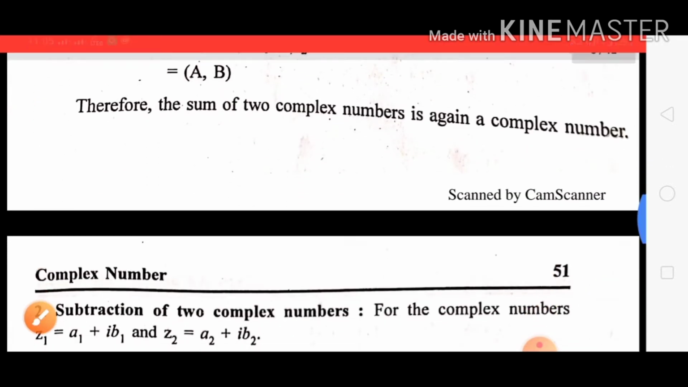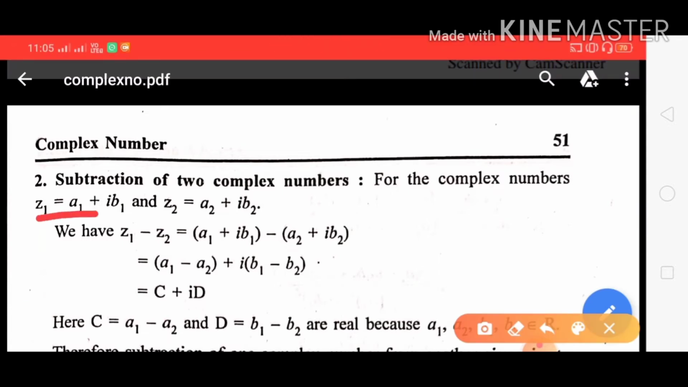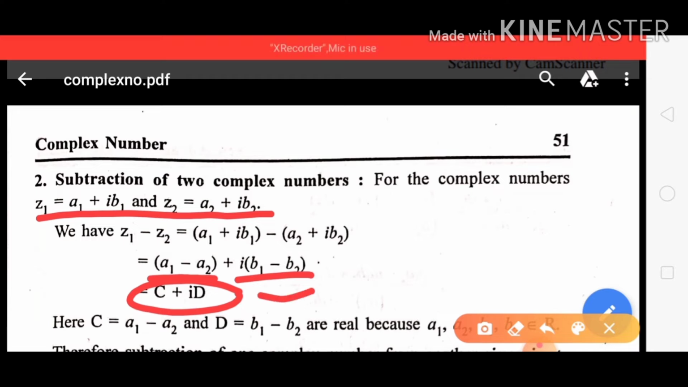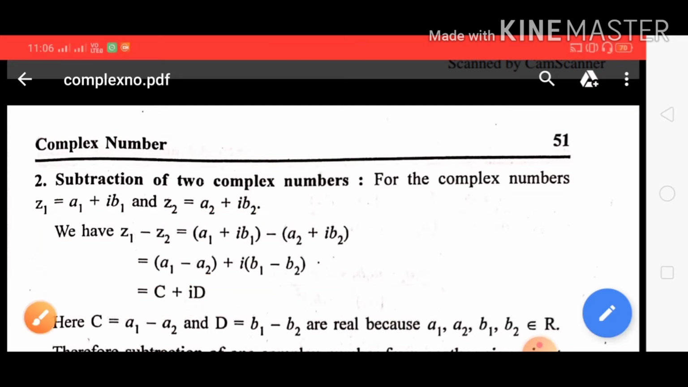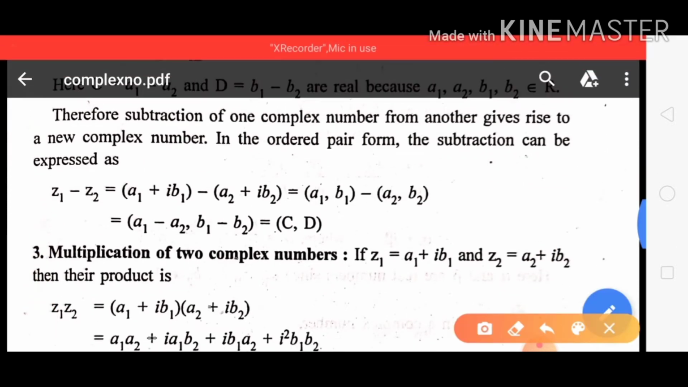Coming to the subtraction of complex numbers. Same way, when you subtract two complex numbers, we have the real part and the imaginary part, and again it is also a complex number. So addition and subtraction of two complex numbers gives us another complex number. Similarly, we can represent it as an ordered pair also, like this.